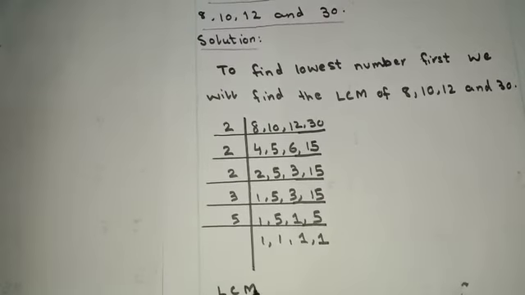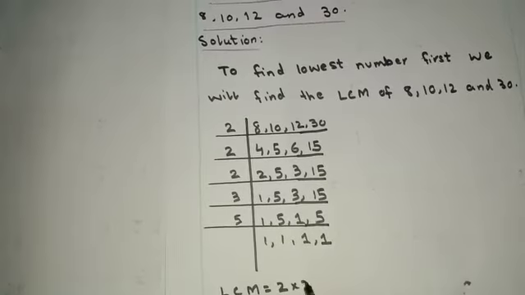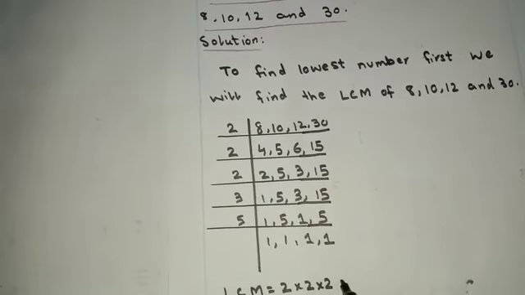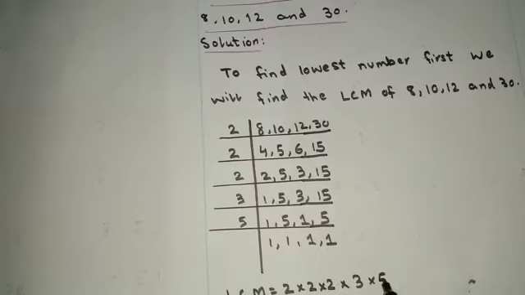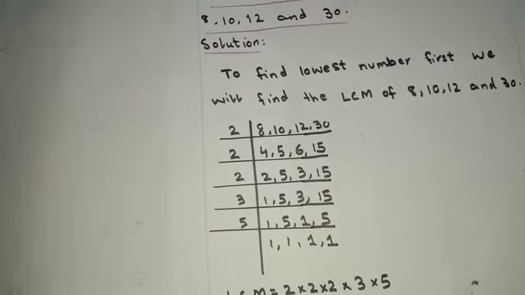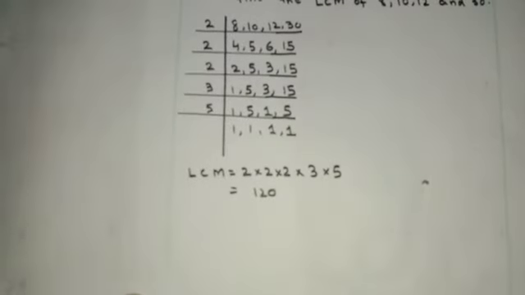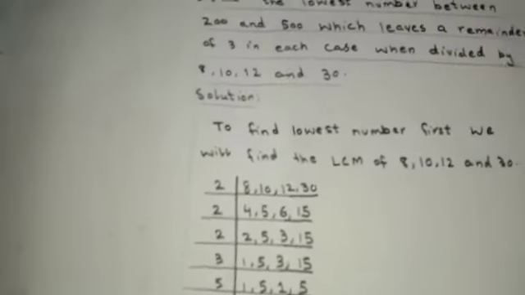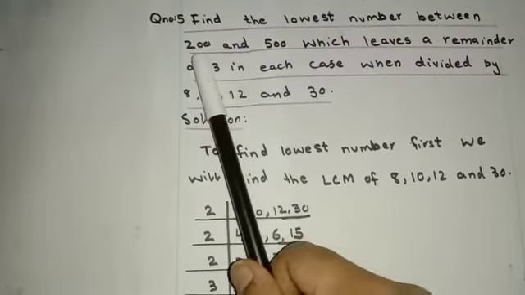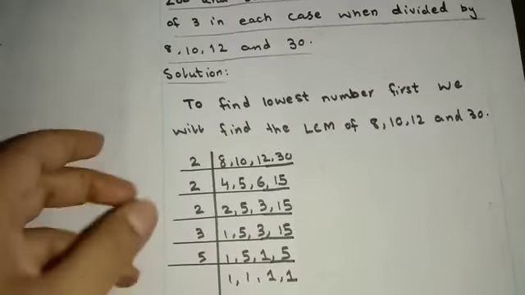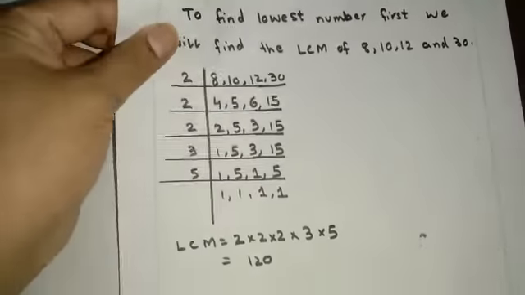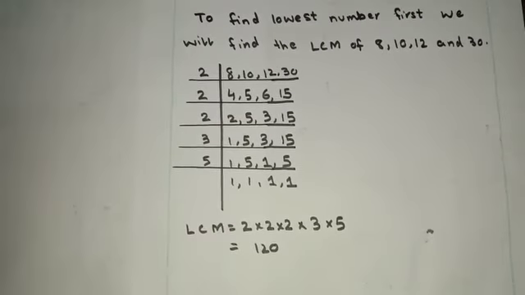Now find out the LCM. 2 multiplied by 2 multiplied by 2 multiplied by 3 multiplied by 5. 2 twos are 4, 4 twos are 8, 8 threes are 24, 24 into 5 equals 120. But if you remember our question, our answer should be in the range of 200 and 500. But 120 is less than 200, right?